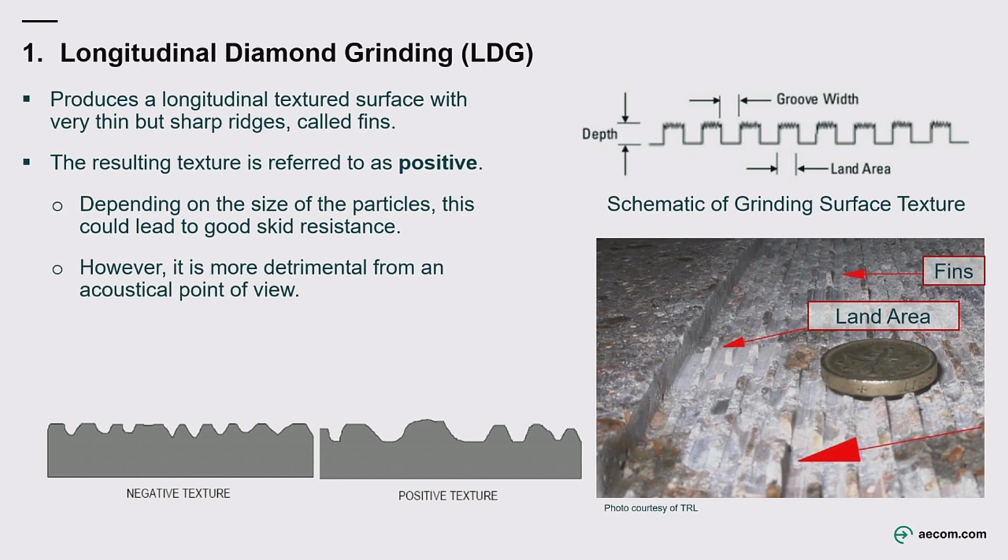But what you can imagine is a flat surface, and then you add some peaks on it, and you get a positive texture. If you have a flat surface and you have some valleys in it, you end up with a negative texture. What LDG does is create a positive texture, which has good skid resistance, but it has some detriment from an acoustic point of view. The LDG ends up generating what we call fins that are breaking down. As you can see here, we have some breaking down in the fins. This causes an increase in noise.